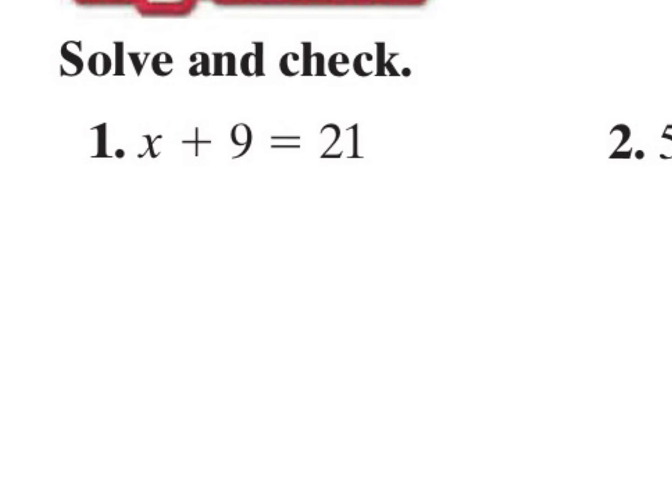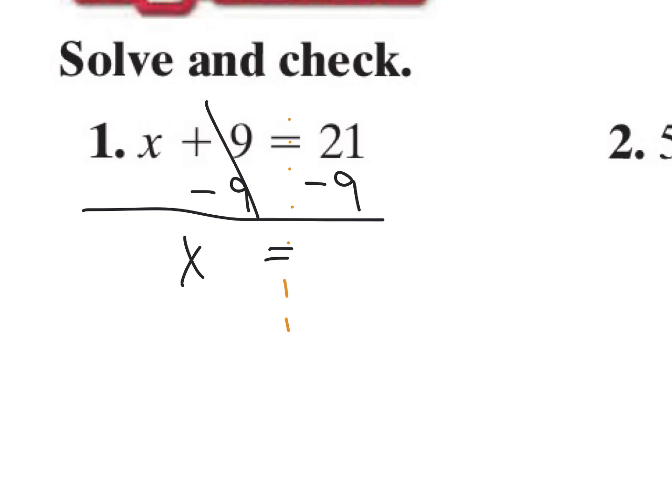So on this problem, you can see they're adding 9 over on the side with the variable. If they're adding 9, we're going to do the opposite operation. So if they're adding 9, means we need to subtract 9. We're going to subtract 9 on both sides of the equation. 9 minus 9 is 0, so those cancel out. And then 21 minus 9 would be 12. So x equals 12.